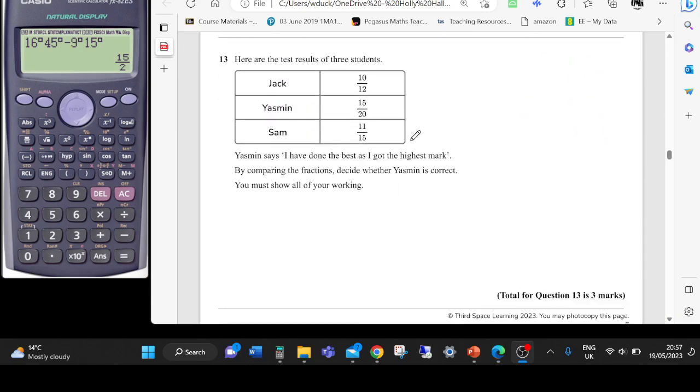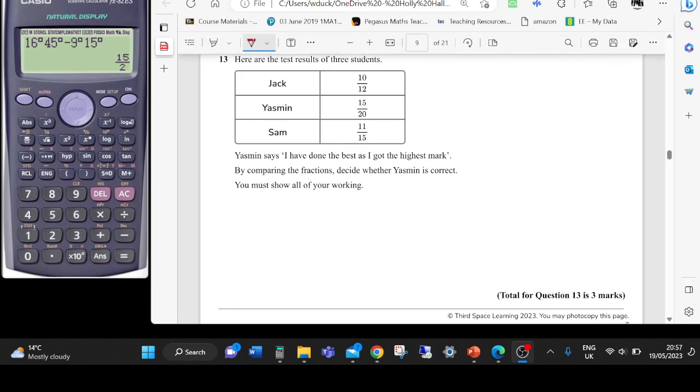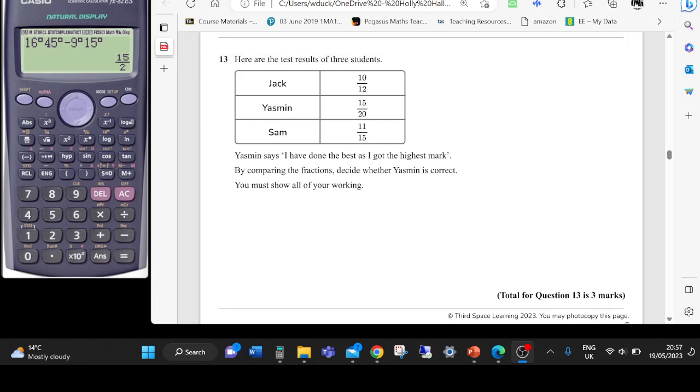Question 13. Here are the test results of 3 students, Jack, Jasmine and Sam. Yasmin says, I have done the best as I got the highest mark. By comparing fractions, decide whether Yasmin is correct. Right, it does say by comparing fractions. So I would normally just convert them into being the same decimal value, but it says by comparing fractions.